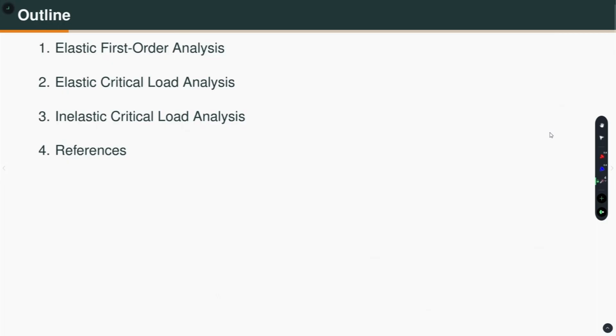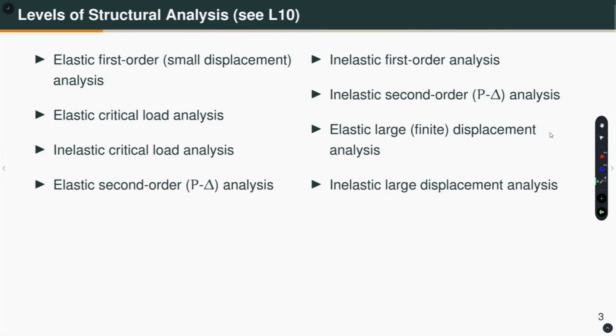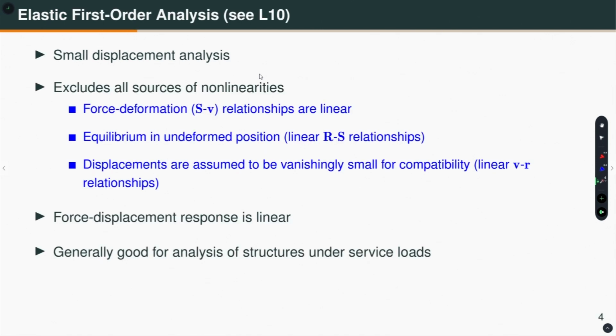So, in the last lecture we talked about elastic first order analysis, the elastic first order small displacement analysis. Please refer to the previous one. The idea, just to briefly review it: in the elastic first order analysis, it is a small displacement analysis and we exclude all sources of nonlinearities, right. So, force deformation or action deformation relationship is linear, equilibrium is considered in the undeformed position. That means the RS relationships are all linear. Displacements are assumed to be vanishingly small for compatibility, that means the VR relationships are also linear.